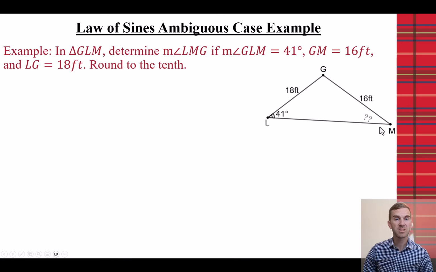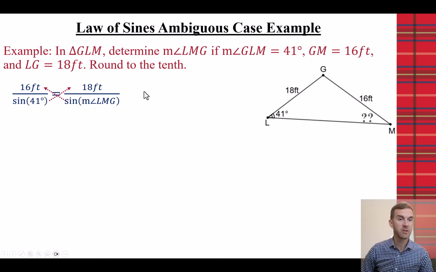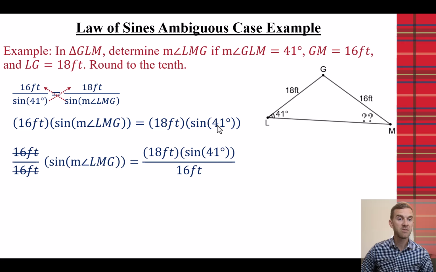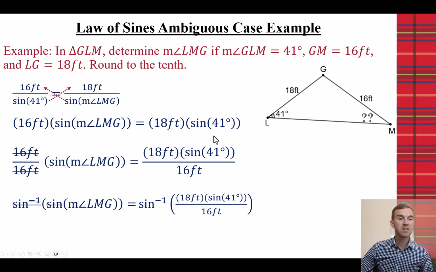So we set up our law of sines. And we're going to cross multiply here. That's going to give us 16 feet times the sine of angle LMG is equal to 18 feet times the sine of 41 degrees. We can then divide both sides by the 16, and then we can put this in our calculator. We're going to do the inverse sine because we now need to get the sine away from our measure angle. And if we just wait and do all that in the calculator, that's perfectly fine.